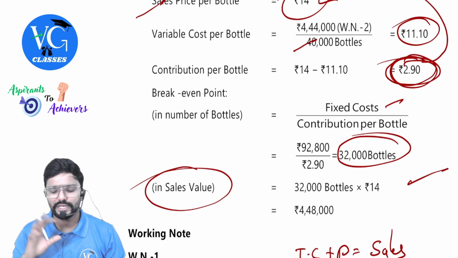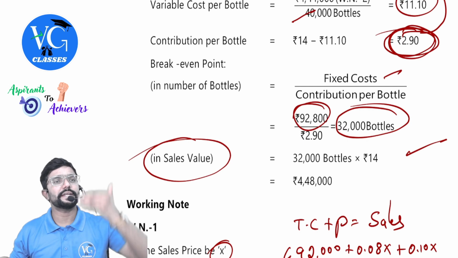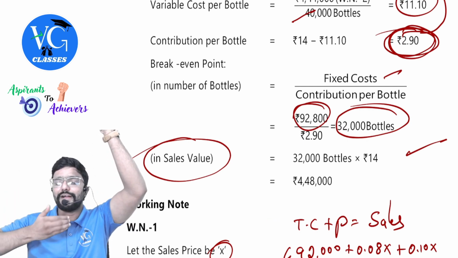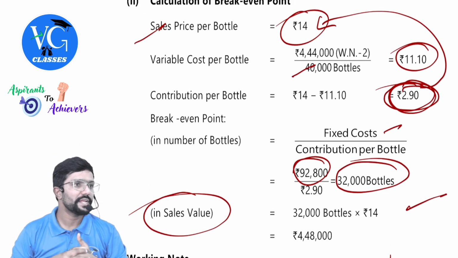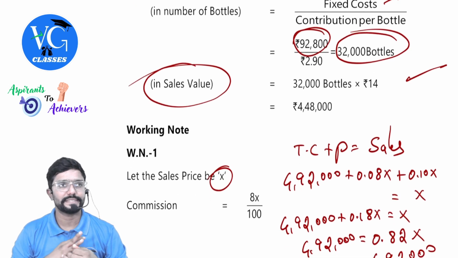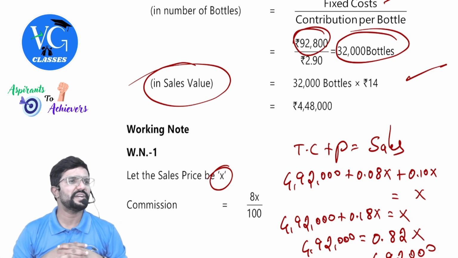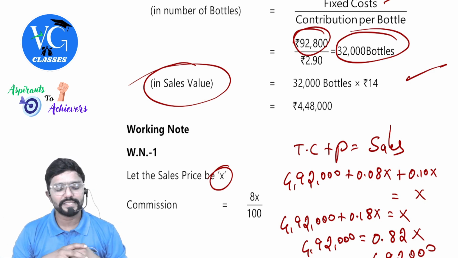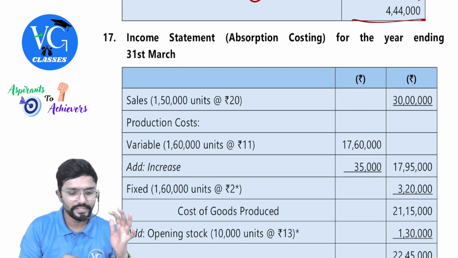In that case, how do you do, sir? Simple. Fixed cost is 92,800, divided by 2.90 by 40. You will get the same, guys. When percentage and all is in decimal, better keep the numbers only. Don't put it in percentage, or else you will get some differences. Done with this. 16th done.